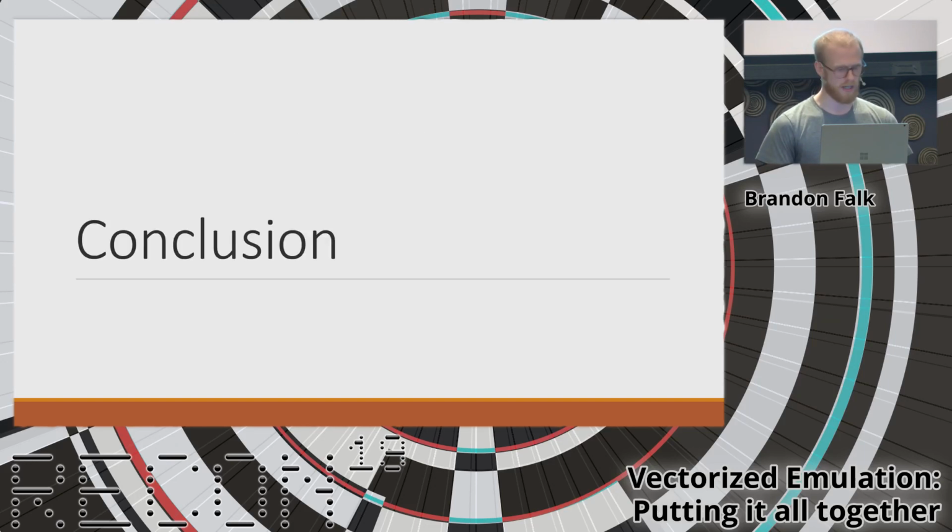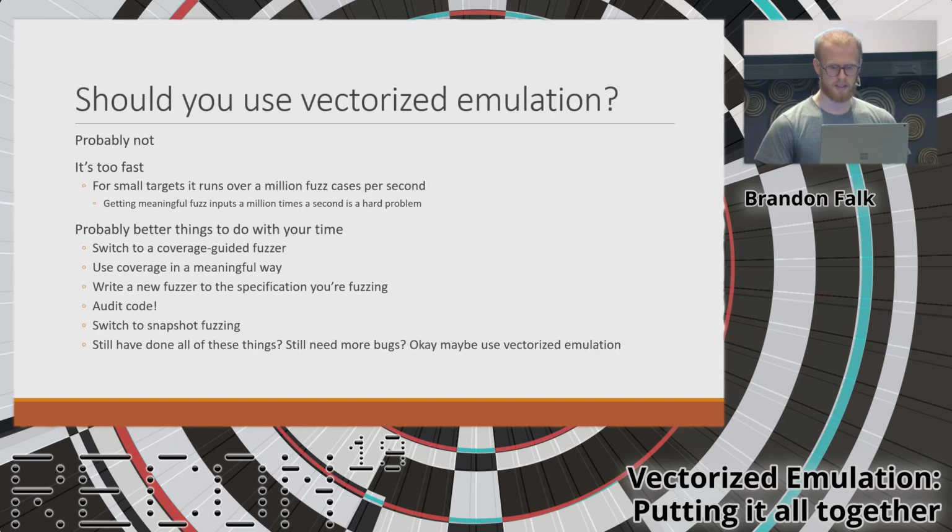But yeah, that's pretty much it for how that works. So we have the end result of all of this, which is the hard question of should you use vectorized emulation? And the answer is probably not.